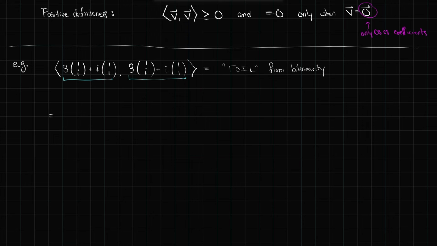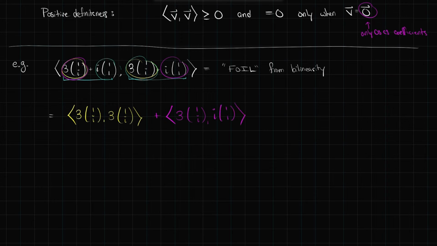The idea of foiling, what do we mean by foiling, is I look at my first terms, and I'm going to write those down as 3, 1i, 3, 1i. I'm going to look at the outside, which is these two. I'm going to say this is 3, 1i, i, 1, 1. I'm going to look at the inside, which is i, 1, 1, and 3, 1, i, and I'm going to look at the last terms, i, 1, 1, and i, 1, 1.